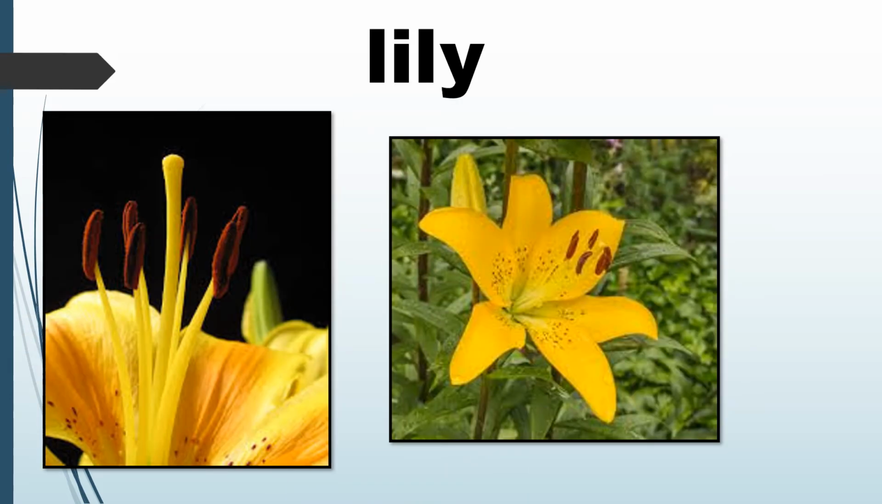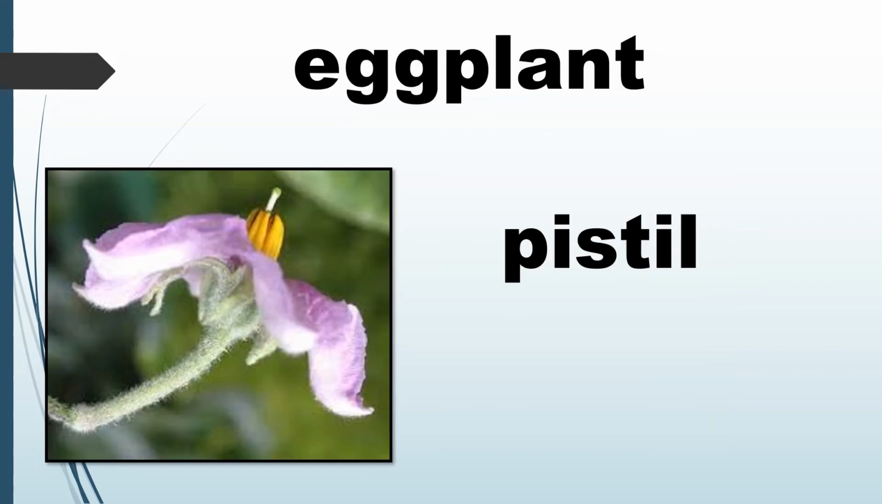For the lily, what is the color? This is the pistil of the lily, color yellow. How about for the eggplant? It is color yellow or color white.